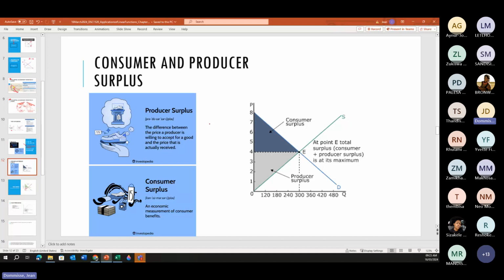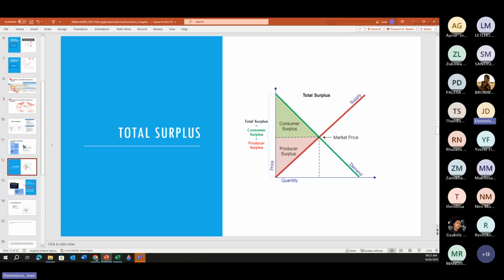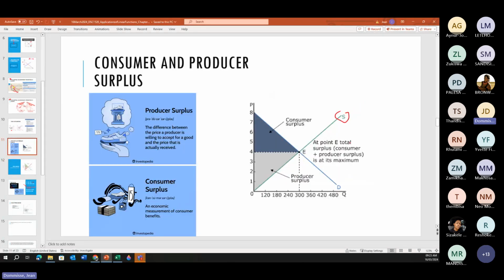So, and again, let me just put that at the end of that, because total surplus, so your consumer surplus, producer surplus, and total surplus, again, is to do with your supply and demand. So again, there is equilibrium at that point, and at that point the top will be your consumer surplus, the bottom part will be your producer surplus.